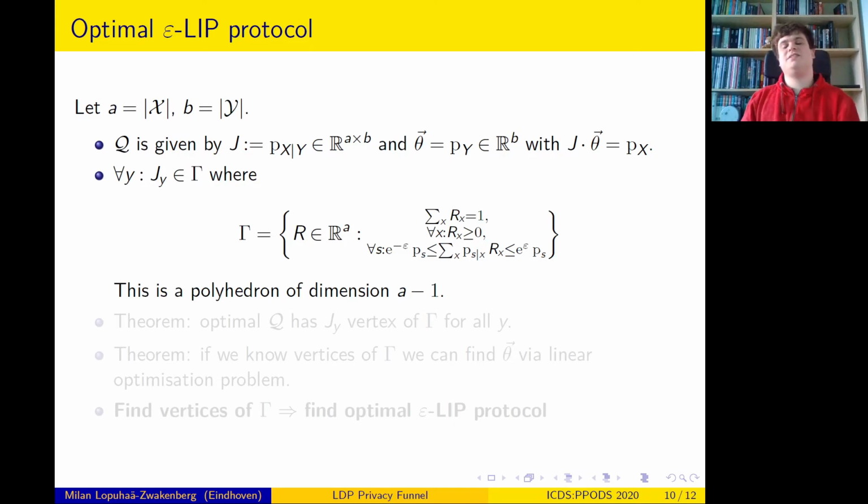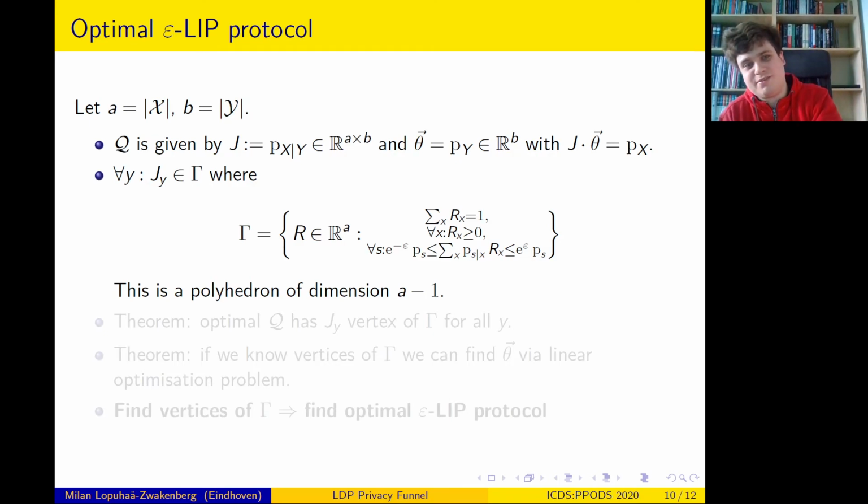And if you formulate it in this way, then we can characterize the epsilon LIP condition by the following, namely that every column of this matrix, JY, should be in a polygon called gamma. And gamma is again given by three equations, where the first two say that it has to be a probability distribution, and the third one characterizes the LIP condition. But basically it works the same. So Q is an epsilon LIP protocol if and only if all the columns of J are in this gamma.